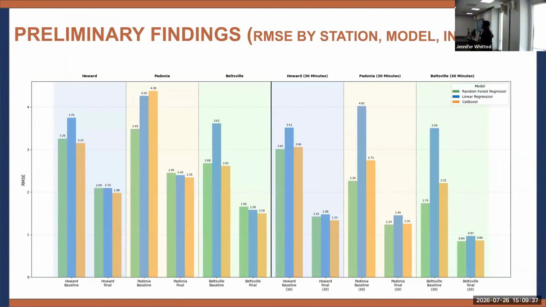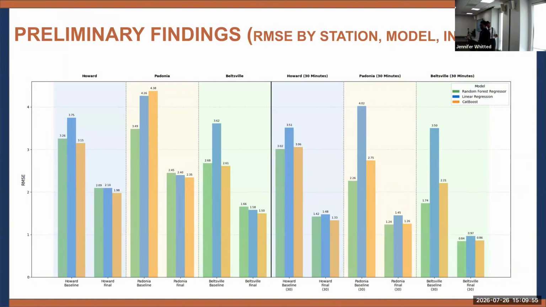Okay, we mentioned RMSE before, but what does it mean? It means root mean square error. As we can see here on our right, we have our 60-minute intervals in terms of RMSE. On our left, we have our RMSE for 30-minute intervals. I want you to pay attention to our Beltsville station at 60 minutes. As we can see, it is incredibly low.